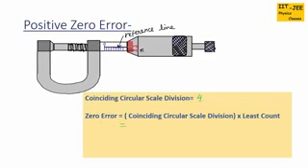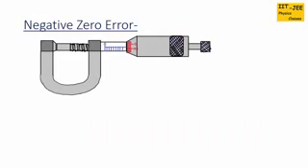To find the zero error, we multiply this circular scale division by the least count. In the first part, we found that the least count of the screw gauge is 0.01 millimeter. That will give us 0.04 millimeter. As this is a positive error, we need to put the positive sign before this number. So positive 0.04 millimeter is the positive zero error of this screw gauge. Here is the third case.